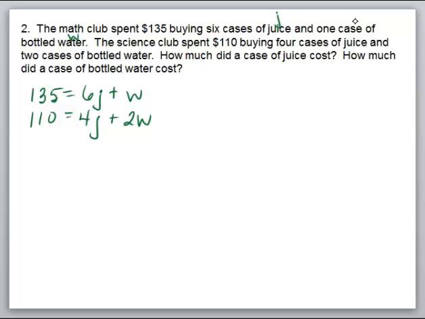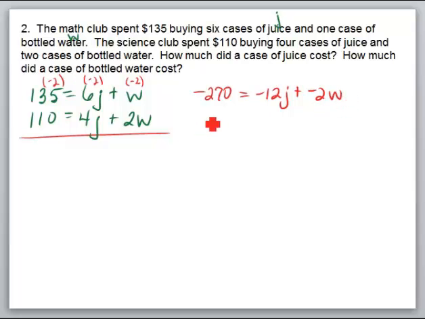Alright, so I had just written down my 2 equations. Now I'm getting ready to use elimination to solve these. The fastest way to do it is to notice that if you could only just make this a negative 2, then the W's would fall out. So I'm going to only multiply the top equation times negative 2. That will give me a negative 270 equals a negative 12J plus a negative 2W. Second equation stays exactly the same.